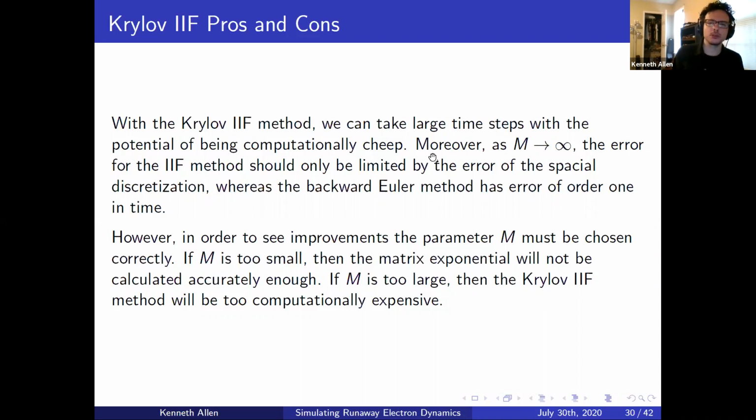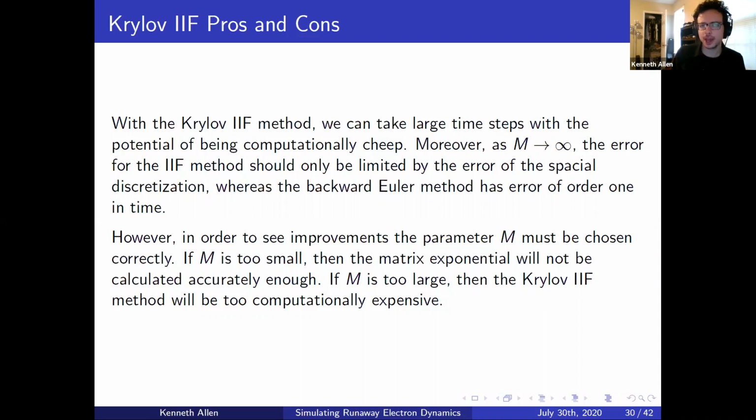Moreover, if we have no source term in particular, as this parameter m goes to infinity, the error of this IIF method should be limited by the error of the spatial discretization. On the other hand, the backward Euler method has error of order 1 in time. So that's another pro of the IIF method.